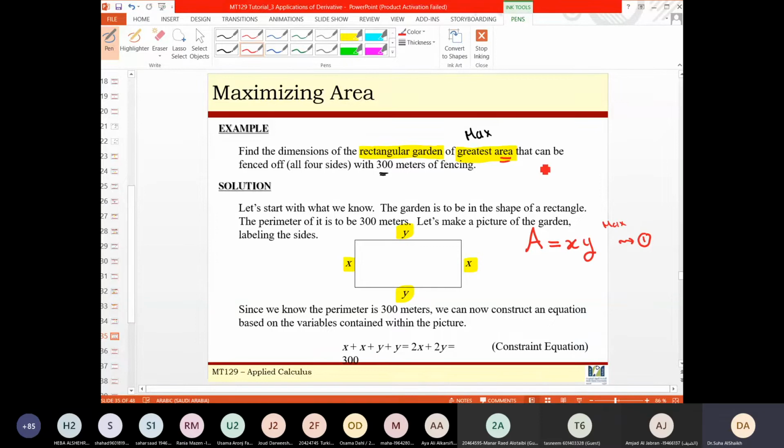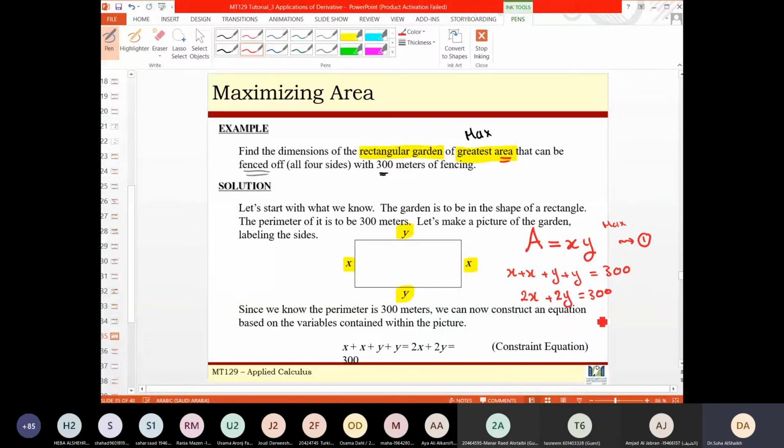And they also said it is to be fenced off. What does fenced off mean? It means I put a fence around it. So I'm fencing all four sides with 300 meters of fencing. So the fence is x and another x and y and another y. This equals 300 as they say, and this will be equation number 2 that will help me. Good, Jude, excellent. This is 2x plus 2y equal to 300.